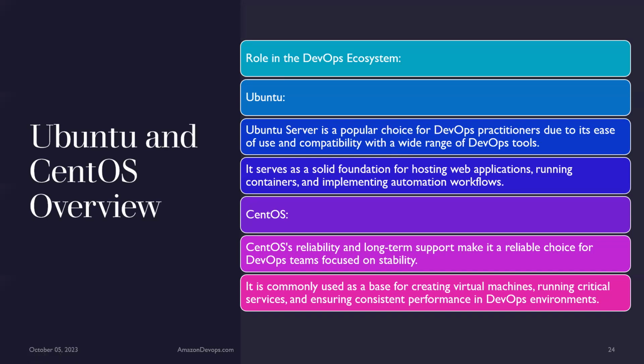CentOS remains very reliable. Long-term support makes it a very reliable choice for DevOps teams that want to focus on stability and security. It is commonly used and preferred, especially when it comes to creating virtual environments. Of course, when you are running critical services and you want to ensure consistency in performance and also in security, especially in your CI/CD infrastructure and all the infrastructure that is vital to DevOps, then you can go with CentOS as a choice.